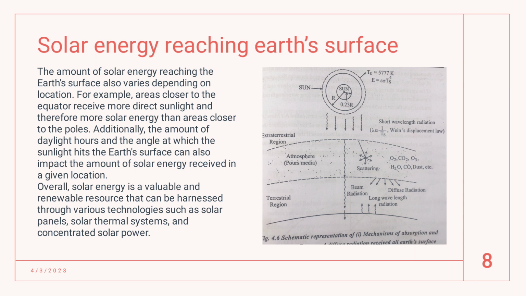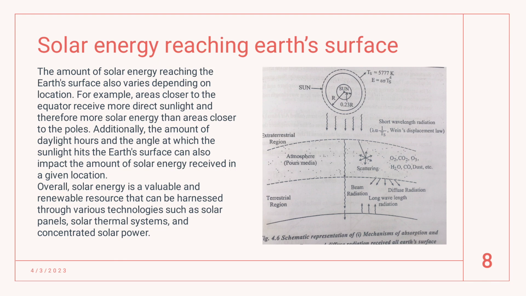And next comes the solar energy reaching Earth's surface. The sun is situated in the extraterrestrial region. What is the extraterrestrial region? It is the outermost layer of the atmosphere. As the radiations pass from the sun towards the surface, there are some porous materials, dust, or moisture present in the atmosphere. It disturbs the direct radiations.